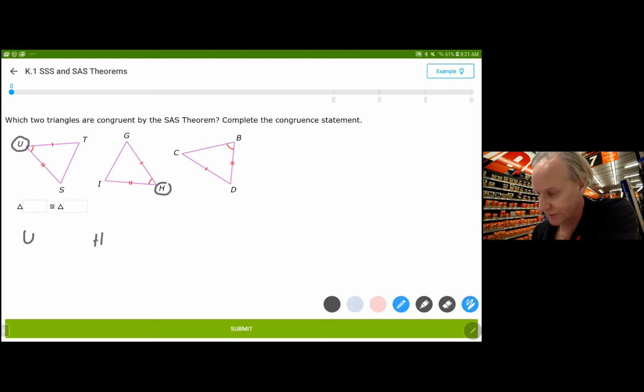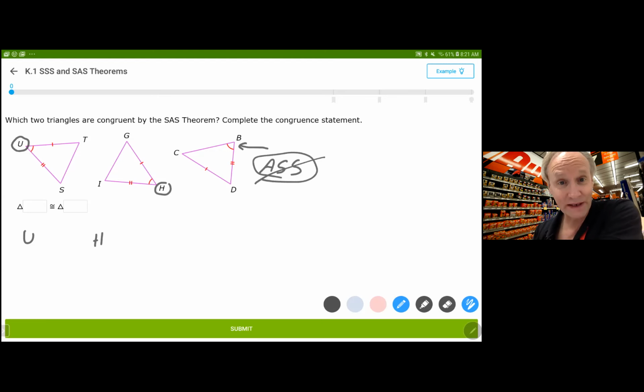Now, the reason I chose H instead of CBD is because we can see that angle B is not surrounded by the sides. The angle is not in the middle. This would be an angle side-side situation, and angle side-side is not a congruence relation. There's a reason why we don't use it, and we'll talk about it. There is a special case of angle side-side that works. It's called hypotenuse leg, but we'll get to that. For now, let's just realize that to have side angle side, the angle has to be in the middle.